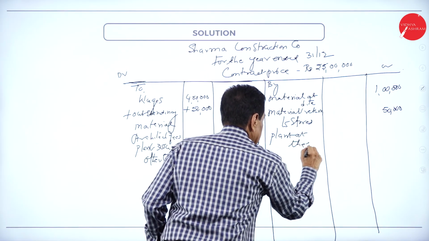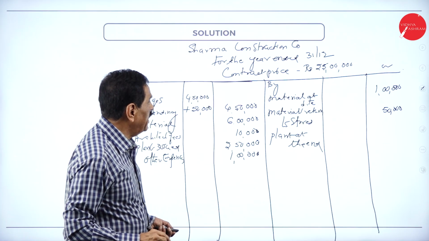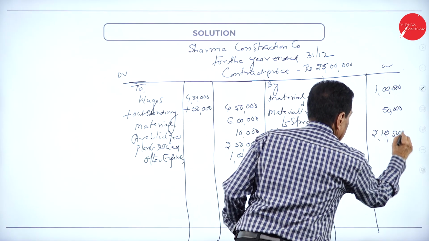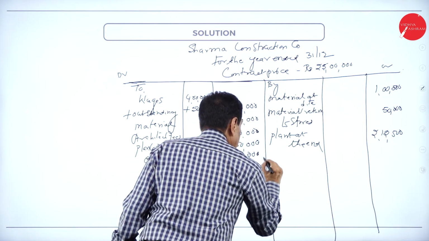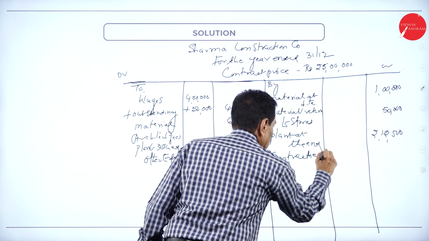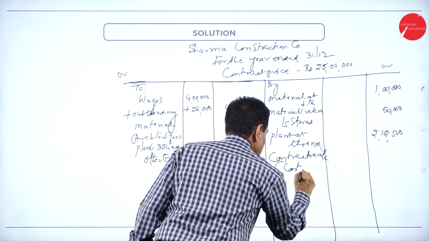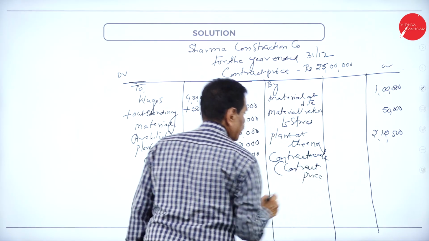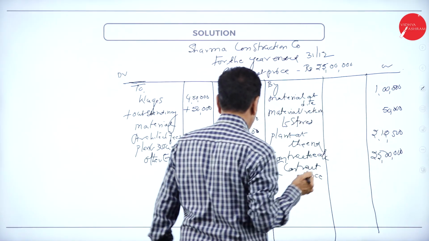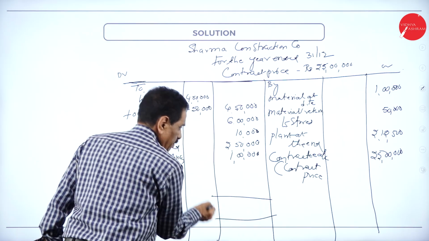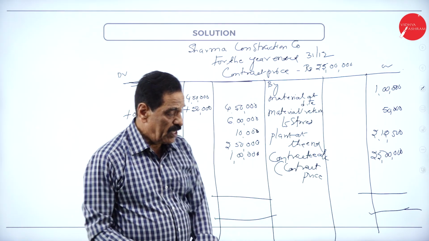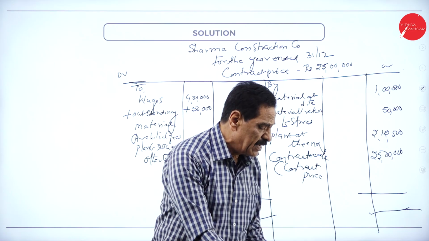Plant at the end. What's the value of plant at the end? 2,12,500. By contract account, contract price 25 lakh. 1 year contract, no? This way you have to do it. So you have to add the contract price. We have to make the contract.